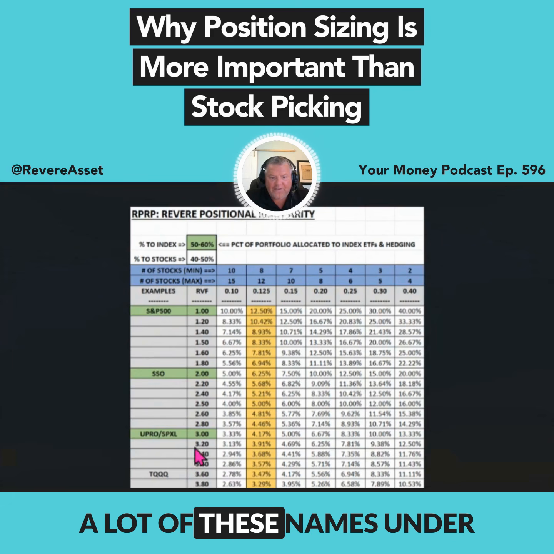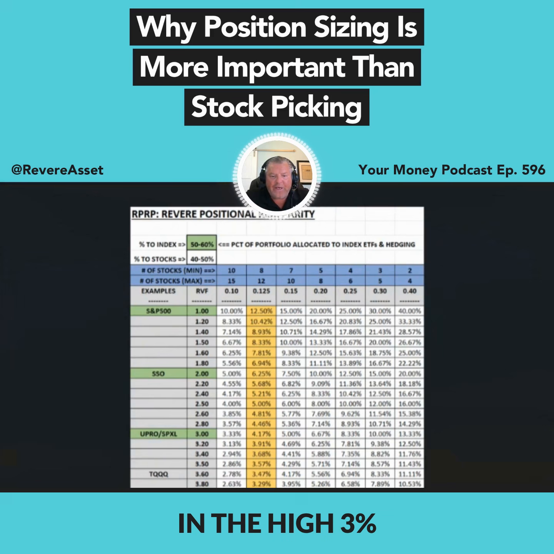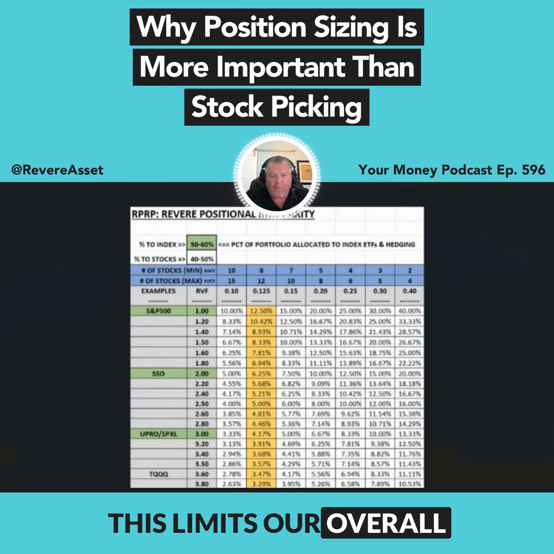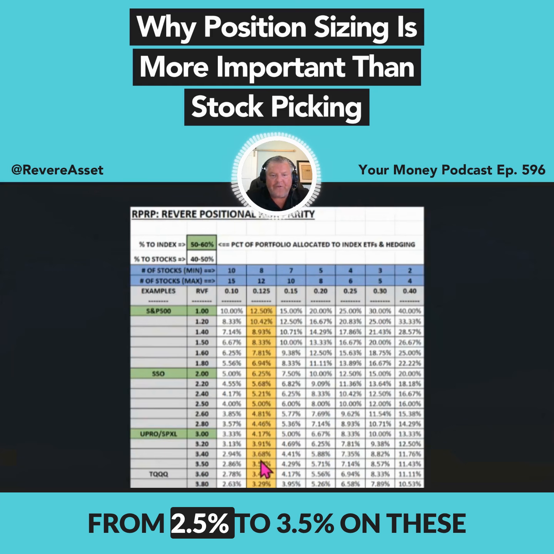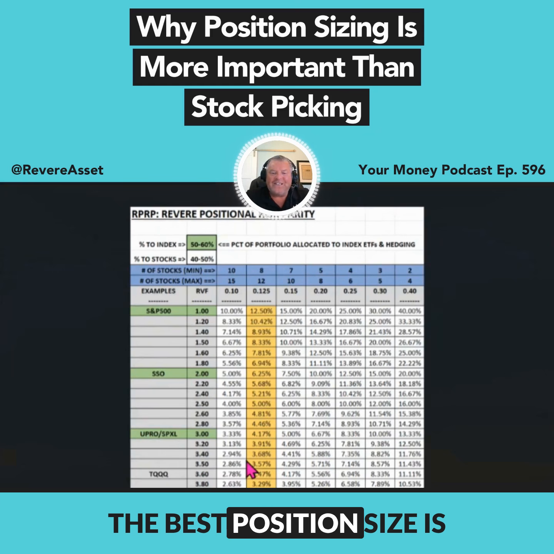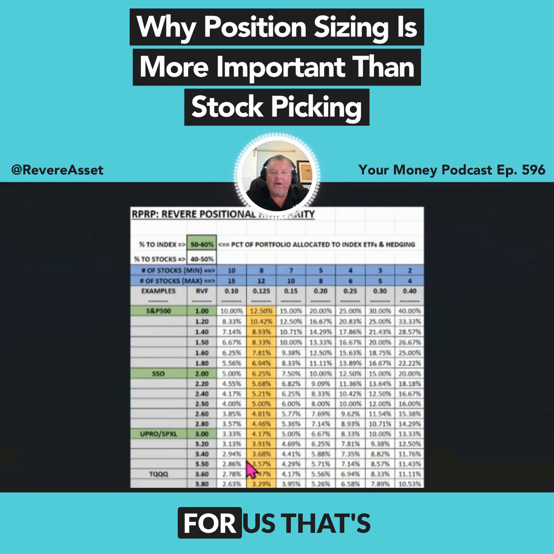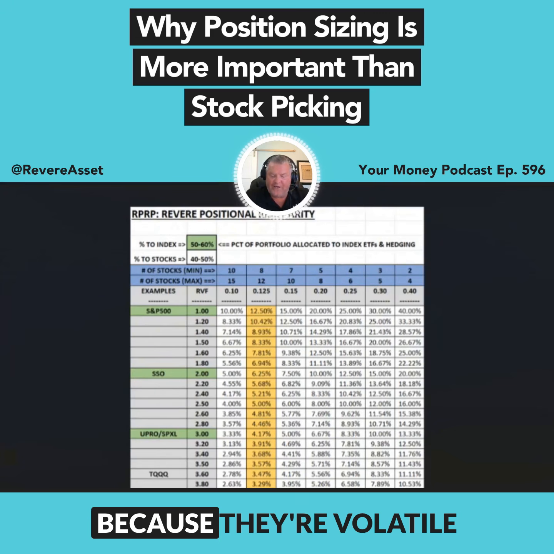For example, a lot of these names on their Revere volatility factor are in the high 3 to the 4 range. This limits our overall position size from 2.5% to 3.5% on these. And that's how we maintain the best position size, is one that you can not get scared out of. For us, that's on the smaller side because they're volatile.